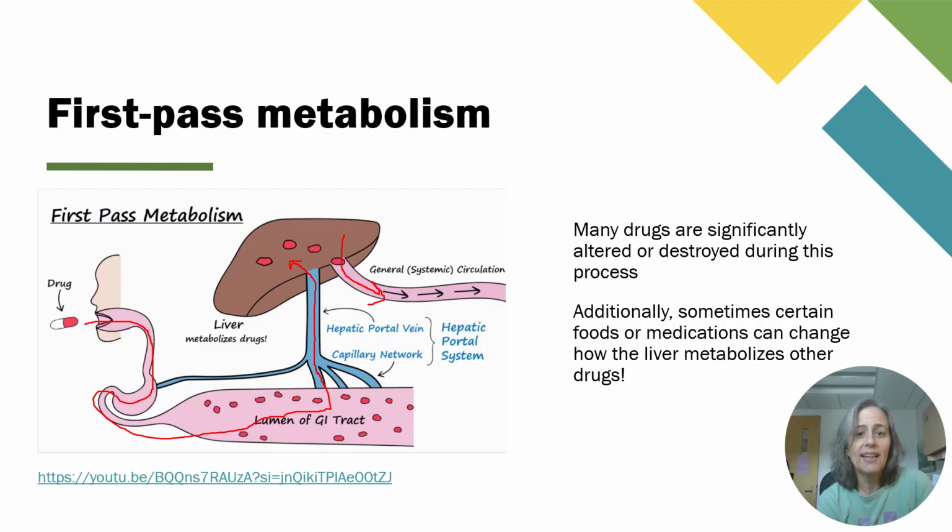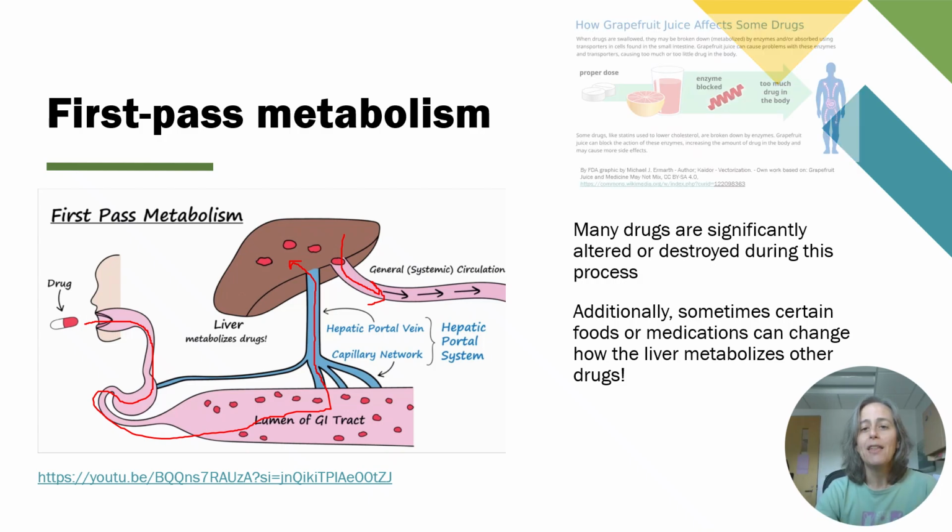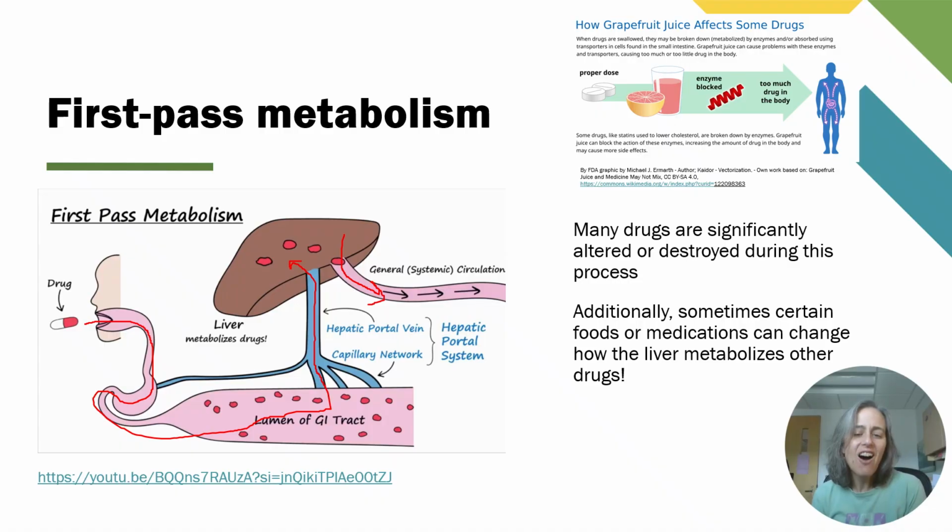Now, one cool thing is that this activity of the liver, which depends on all these really cool enzymes that the liver has, sometimes can be modified by certain foods and drugs. You may or may not know that people taking certain medications are cautioned not to drink grapefruit juice. The interesting thing is that grapefruit juice inhibits or decreases the activity of some of these liver enzymes. And so the liver is not able to metabolize and get rid of as much of certain drugs in that first pass metabolism as it normally would.